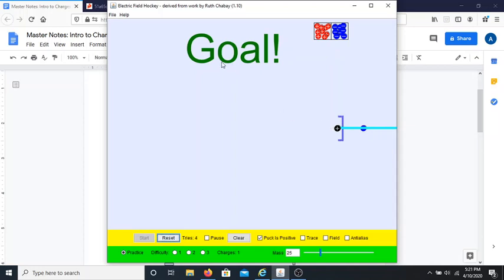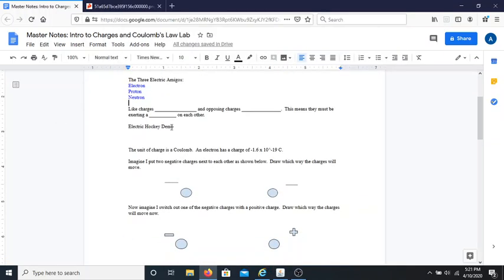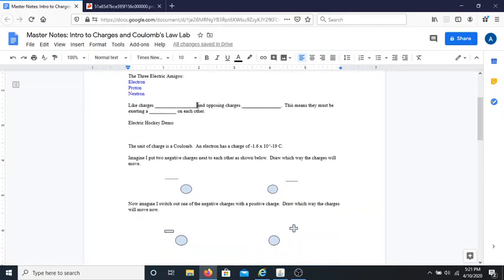All right. But the reason that I bring this up is just to show the idea of how these charges can affect each other. And in a little bit, we'll come back to this and show what happens when it's a bit more complicated. But that lets us fill in these first things. So we can say like charges are going to repel each other. Another way of saying that is they push each other away. And opposing charges attract, or they pull each other together.